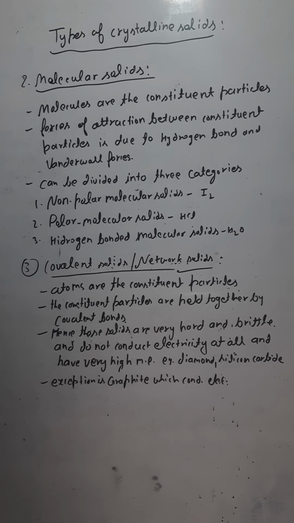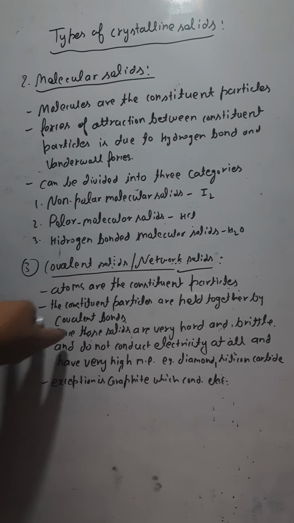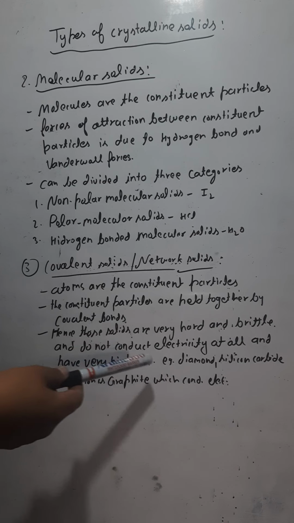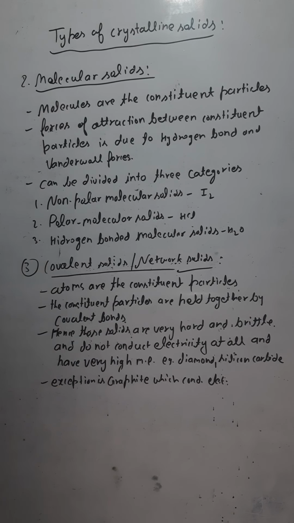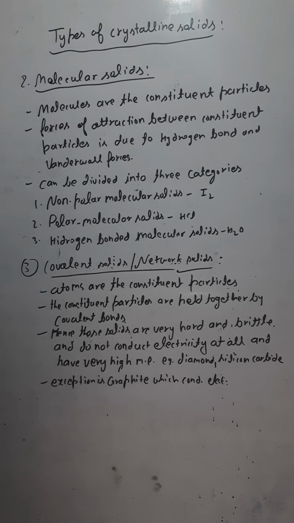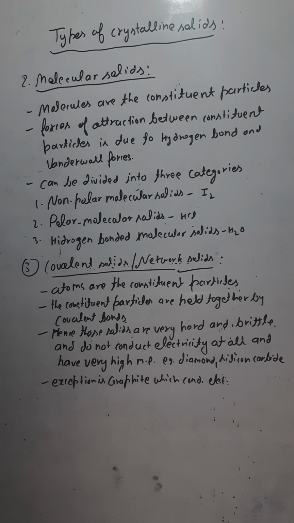So this is all about the covalent solids, also known as network solids. Here the atoms are the constituent particles, held together by covalent bonds, and hence these solids are very hard and brittle in nature, and they do not conduct electricity. They also have a very high melting point. Examples are diamond and silicon carbide. One exception is graphite, which conducts electricity and is not very hard. So that was the third category, the covalent solids. Now let's move to the next.